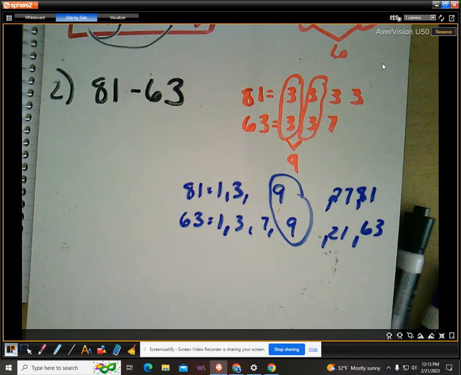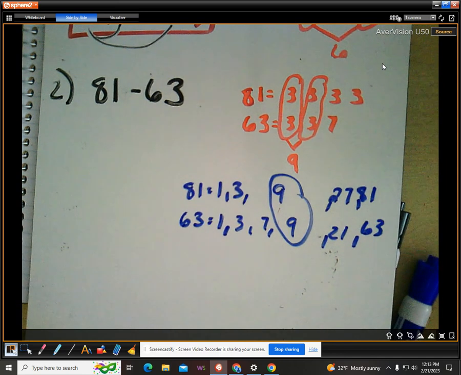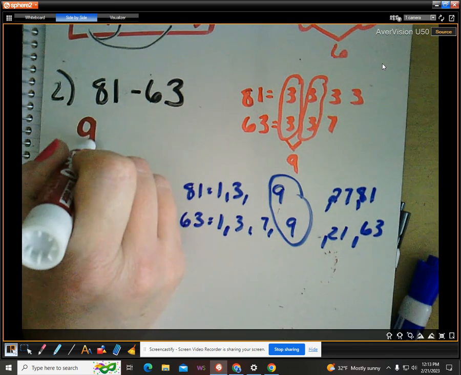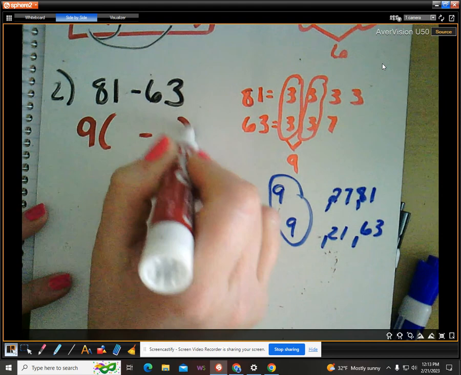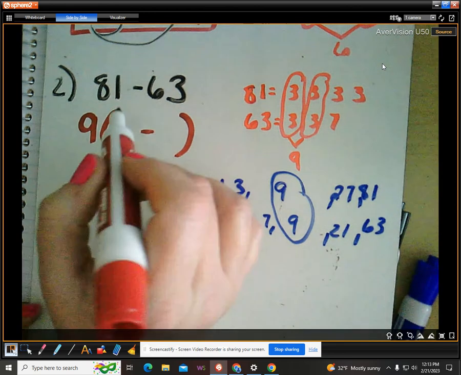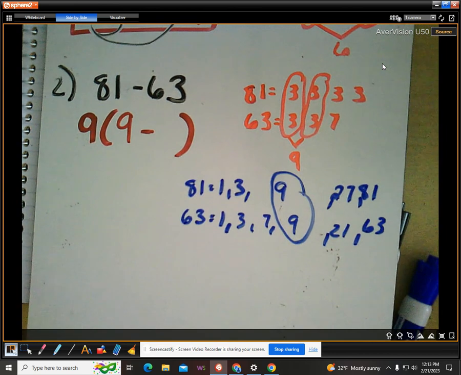Okay? So now what? We have to use that greatest common factor as our number that's outside the parentheses. So we're going to have 9, and this one was subtraction. So now you're just factoring out the 9. 9 times what gives us 81? 9. And 9 times what gives us 63? 7.